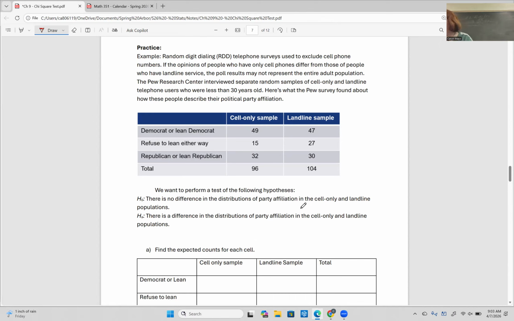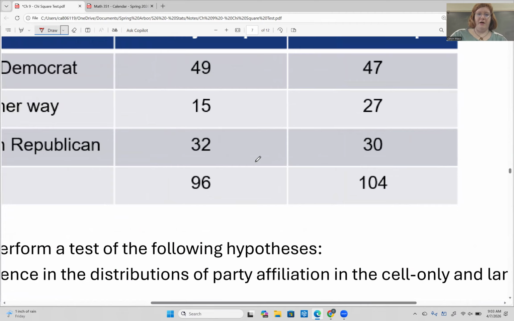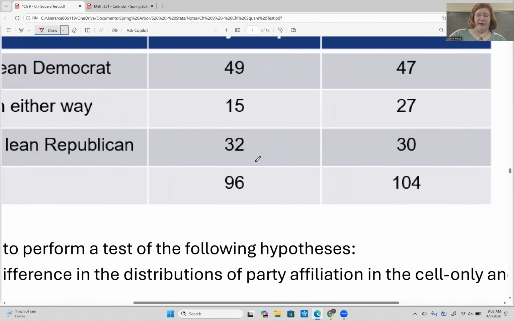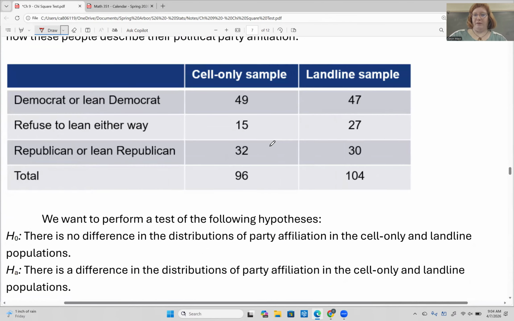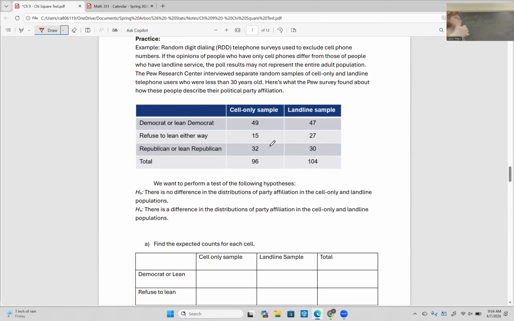Random digit dialing telephone surveys used to exclude cell phone numbers. If the opinions of people who have only cell phones differ from those people who have landline service, the poll results may not represent the entire adult population. This is an old problem. What we care to know is whether people who only have cells, the majority of the population, differ in opinion from people who actually have landlines to be contacted.